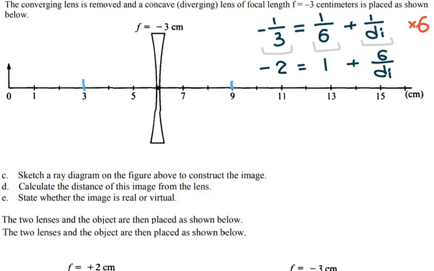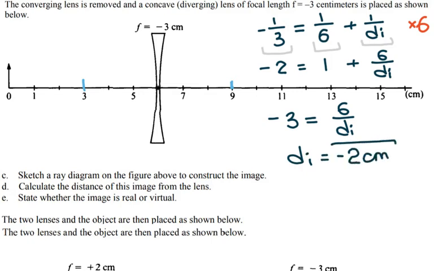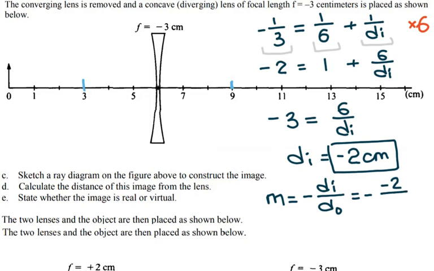And that will give me negative 3 equals 6 over dI. And dI is equal to negative 2 centimeters. And that tells me that the image is going to appear on the same side where the object is. I can calculate the magnification of this image, so it's negative dI over dO. I have negative 2 over the distance to the object, which is 6. So the magnification is 1/3.